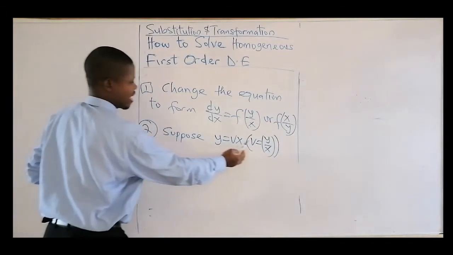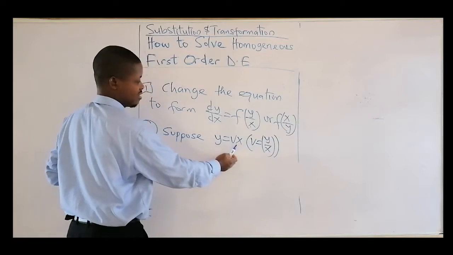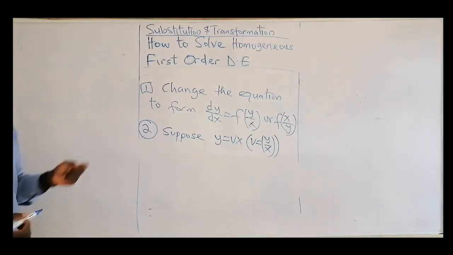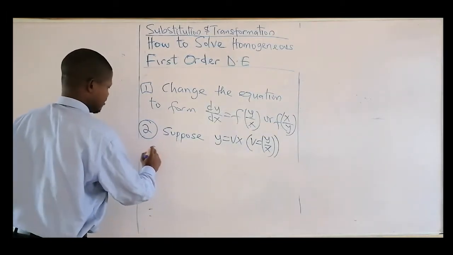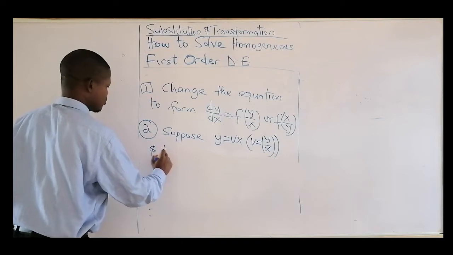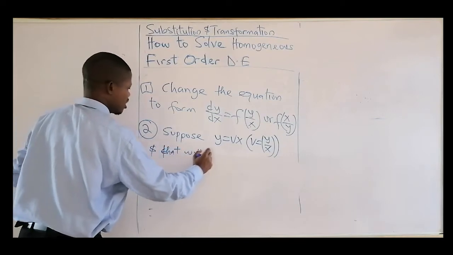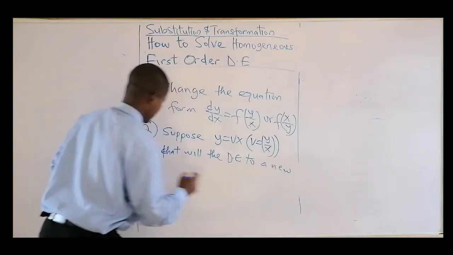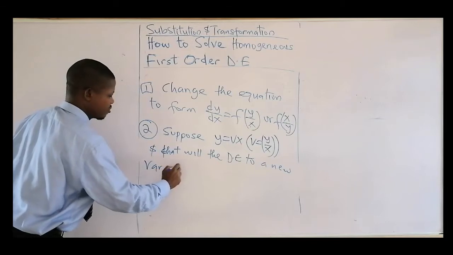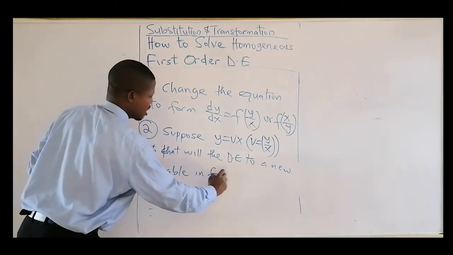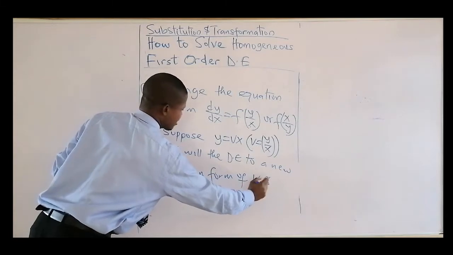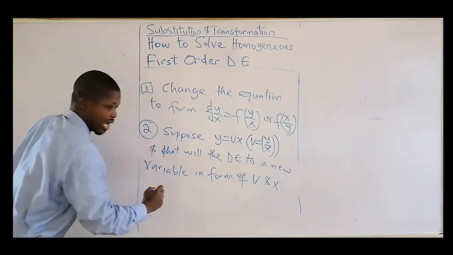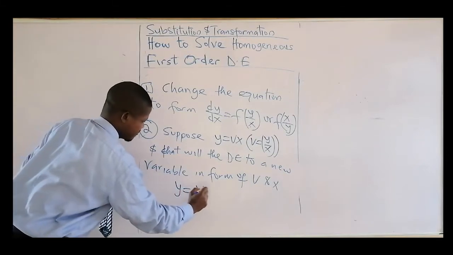So suppose y equal to vx, and if you make v here, then you have y over x. Suppose y is that, and that will change the differential equation to a new variable, in form of v and x. So let's do that. If you are substituting y for vx, y equal to vx.